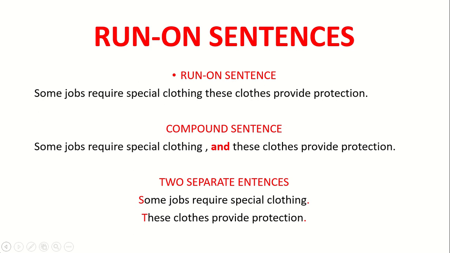Now we can correct this by writing a compound sentence. Some jobs require special clothing, comma, and these clothes provide protection. We call this kind of sentence compound because it has 2 ideas and the conjunction. The other way to correct the sentence is to make 2 separate sentences. Some jobs require special clothing, period. These clothes provide protection, period. Has 2 capital letters, 2 end punctuation.